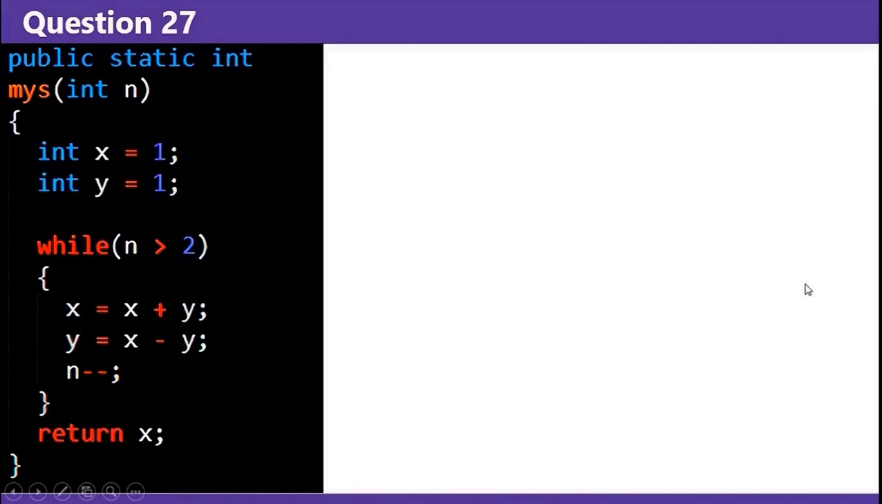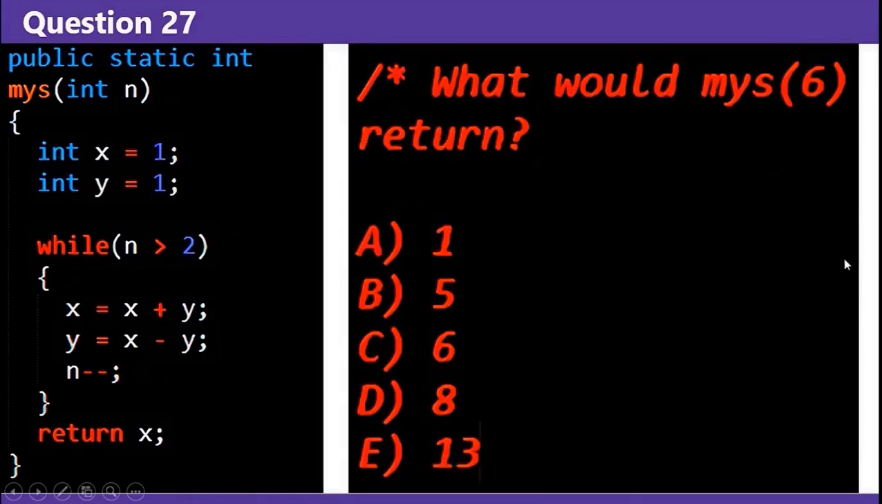Question 27 is covert Fibonacci code. It's asking, what is the sixth Fibonacci number? The sixth Fibonacci number is 8. Therefore, the answer is D.